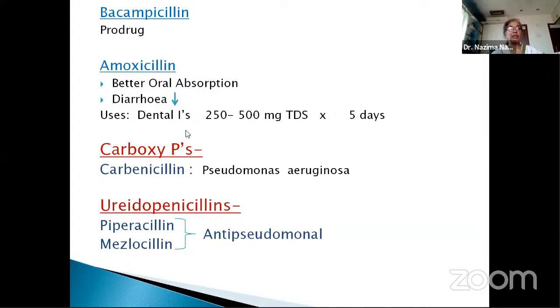Now coming to the other drugs in this class, we have the carboxypenicillins like carbenicillin and the ureidopenicillins like piperacillin, mezlocillin. These are the anti-pseudomonal penicillins. So in case the infection is having the pseudomonas group of organisms, then these drugs are preferred.